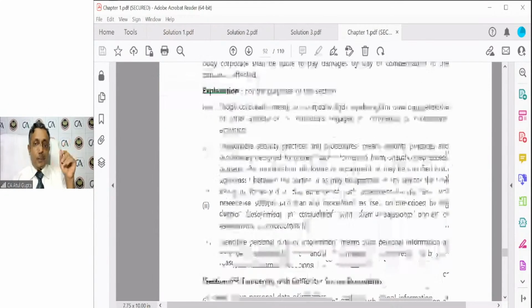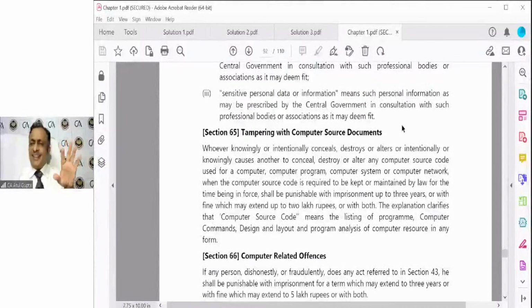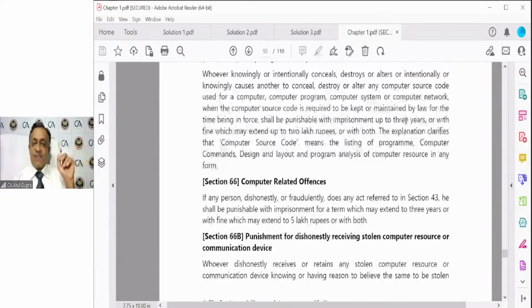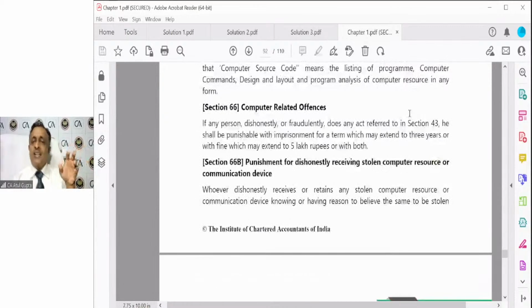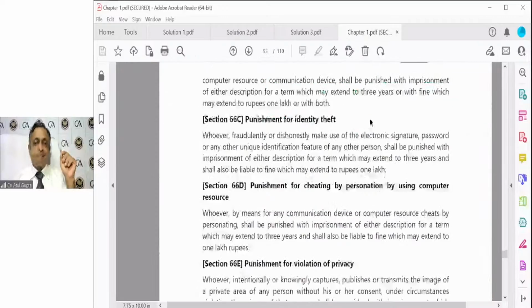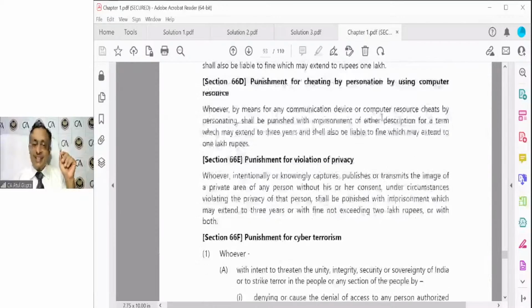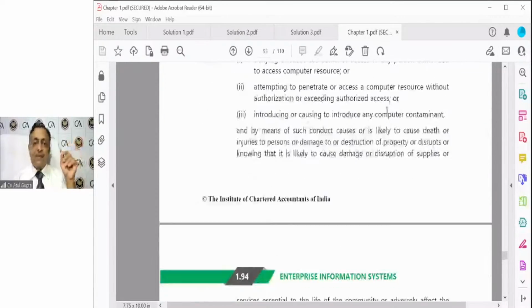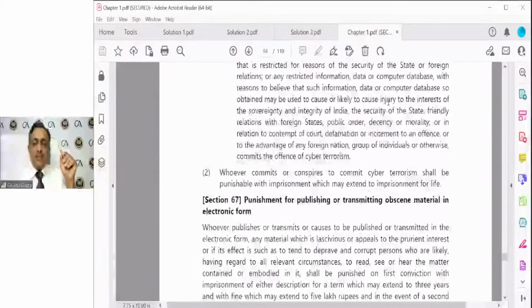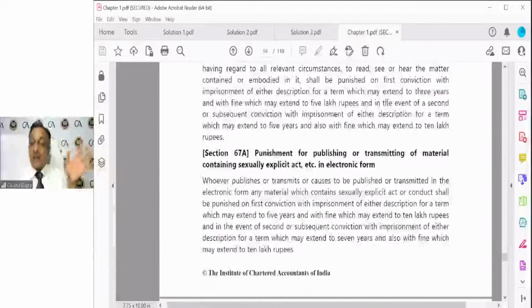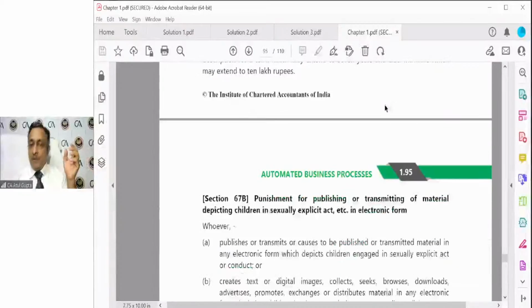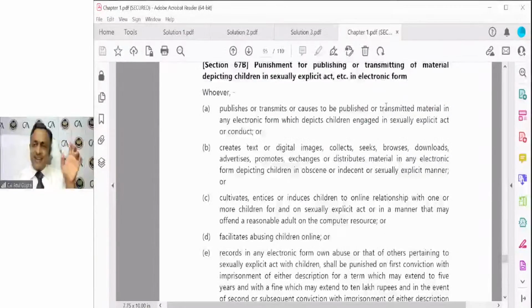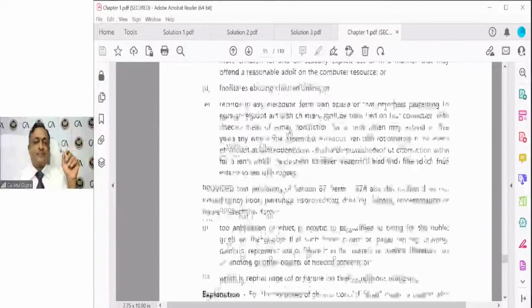43A, very important. Then keep a summary of tampering: section 65, 66, 66B. 66A has been, I think, taken away, so that is not there. 66C, D, E, F. Then you have 67, 67A, B. So just remember, create a summary of this.